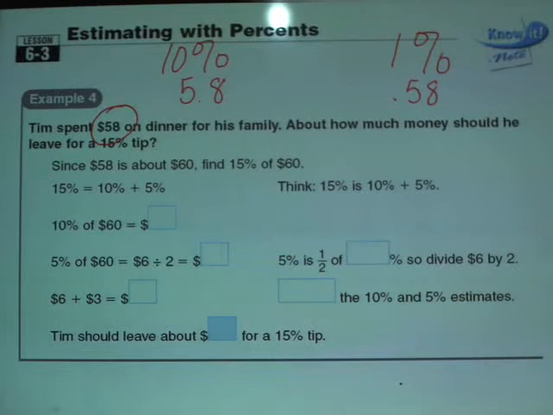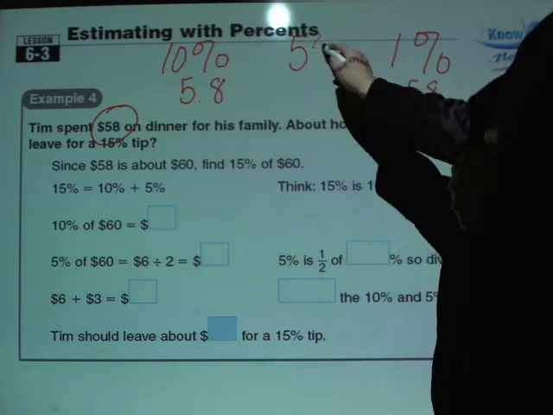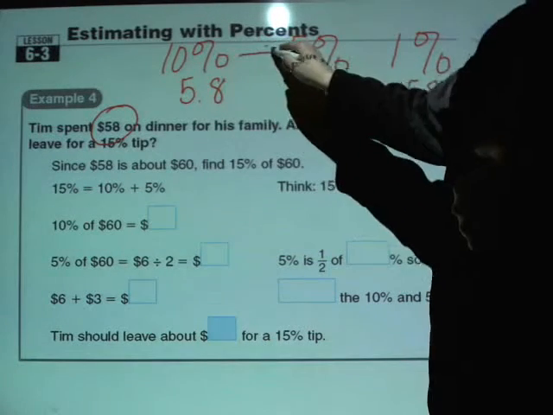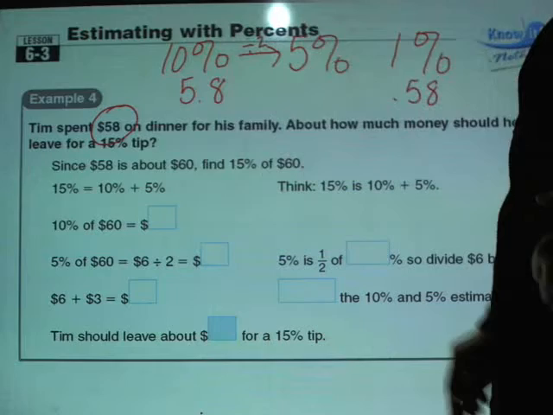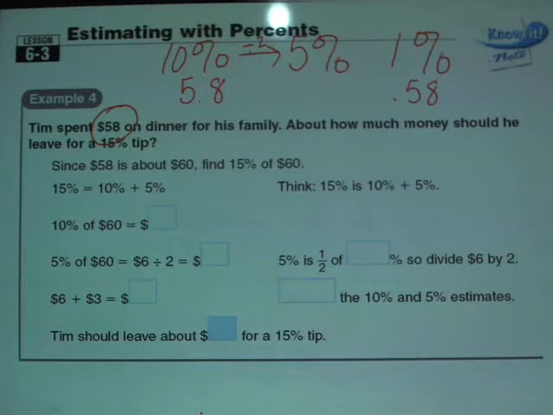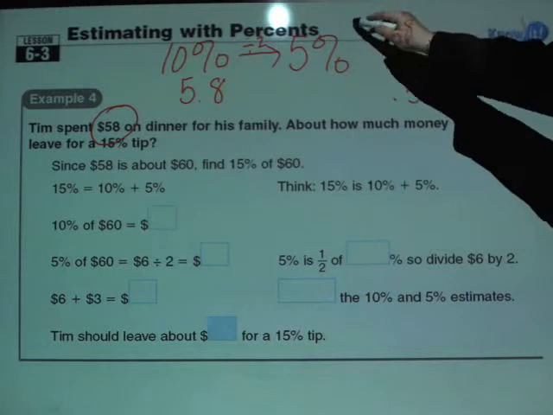5%, which is the intermediate step here. Again, to find 5%, you just take this and cut it in half, divide by 2. So we're taking $5.80 and cutting it in half. Well, maybe you're saying that's not the easiest problem in the world. Well, let's make it easy then. Let's take the $5, cut it in half. If I take $5 and cut it in half, that's $2.50.